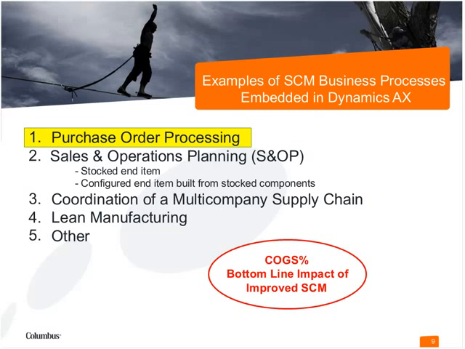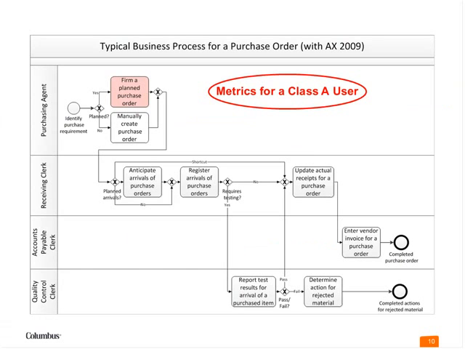Now, I'm also going to try to cover several other examples. Sales and operations planning tends to be in the top 5 reasons why companies fail in their ERP implementation, or if not fail, at least don't get the benefits they were hoping to get. So I'd like to talk about that business process and the impacts of some of the new functionality in AX. I'd also like to talk about a multi-company supply chain and the impacts of some new functionality, and then obviously the total change in lean manufacturing. So let's jump into purchase order processing.